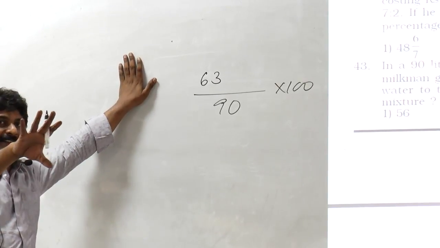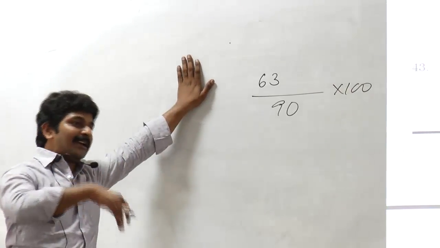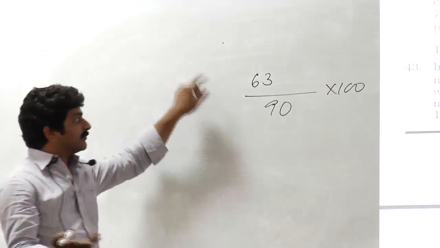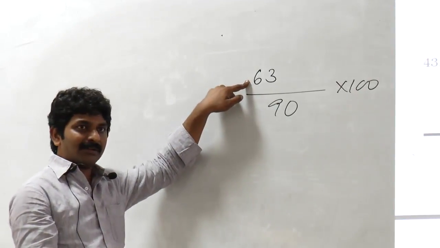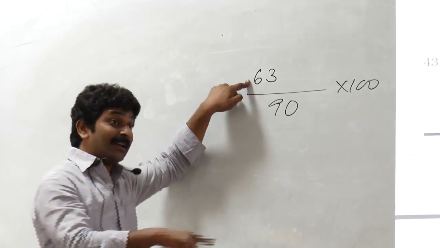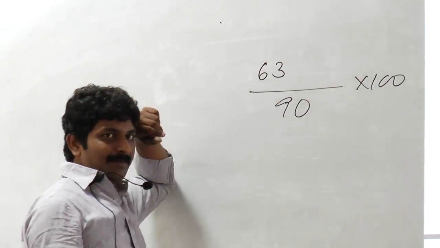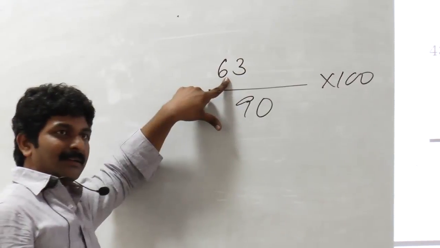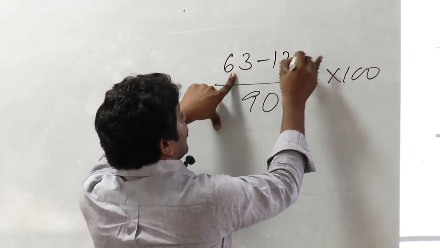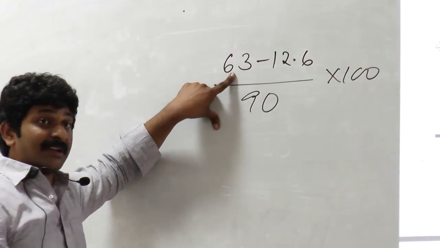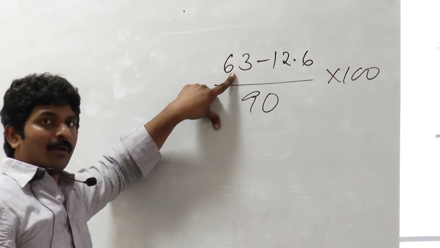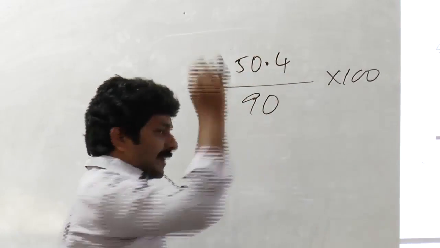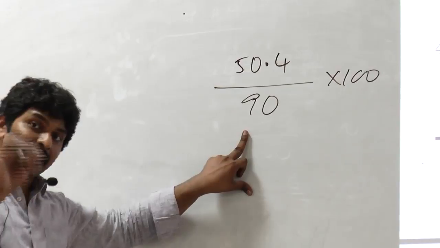And out of 90 liters initial quantity, 18 liters were taken out. In the sense 20% is taken out. 20% of what? Of milk 63 is taken out, and 20% of water is also taken out. That will be total 20%. Yes or no? What is 10% of this? 20%. So from this you need to subtract 12.6. How much is that? 50.4. So now you have 50.4 liters of milk out of 90 liters.